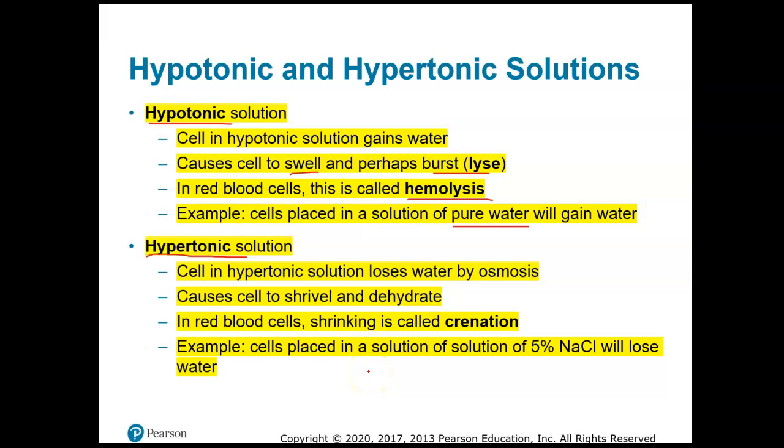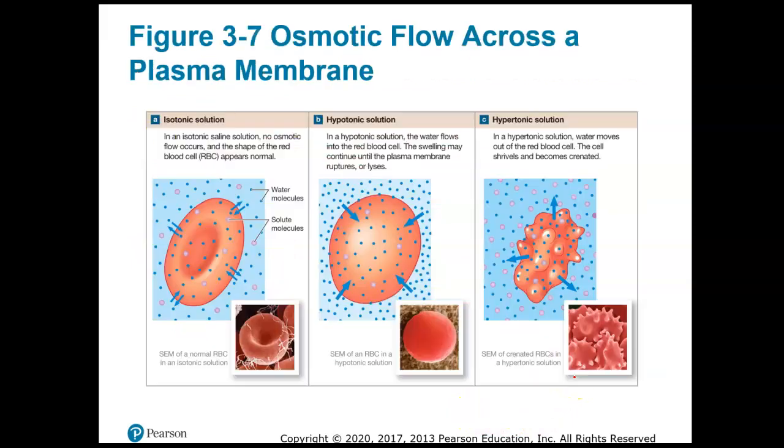What will happen to red blood cells placed in a hypertonic solution is they will shrink, and that is called crenation when it happens in red blood cells. An example of a solution that would be hypertonic would be 5% salt, because inside the red blood cell is only 0.85%, so it's not even 1% salt, but outside it's real salty. So that's going to cause water to leave the cell, and the cell's going to shrink.